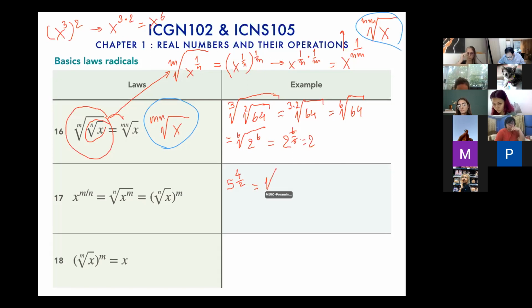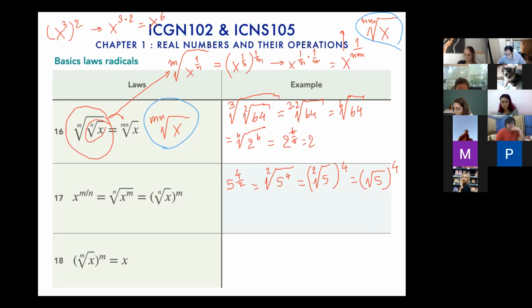In this one, if you change it to the symbol that I told you, it's equivalent to the square root of 5 to the power of 4, or you can change it to be the square root of 5, to the power of 4. It's the same. I just write it properly: it is equivalent to the square root of 5 to the power of 4 without writing number 2.